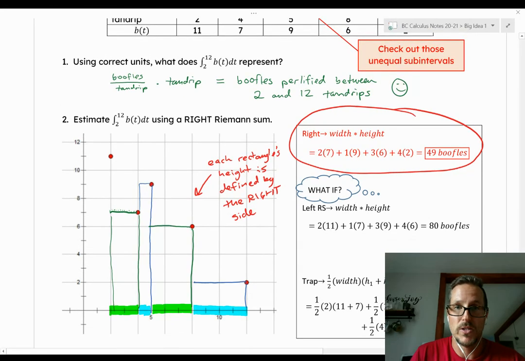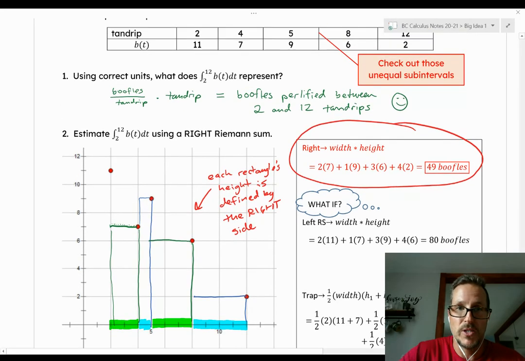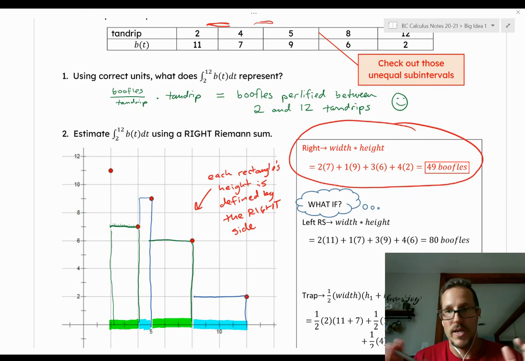So let me get the table of data up there again. So we have a width of 2 multiplied by 7, then a width of 1 multiplied by 9, a width of 3 on the next subinterval multiplied by a height of 6, and lastly a width of 4 multiplied by the right height, which is 2. And that's 49 buffels.